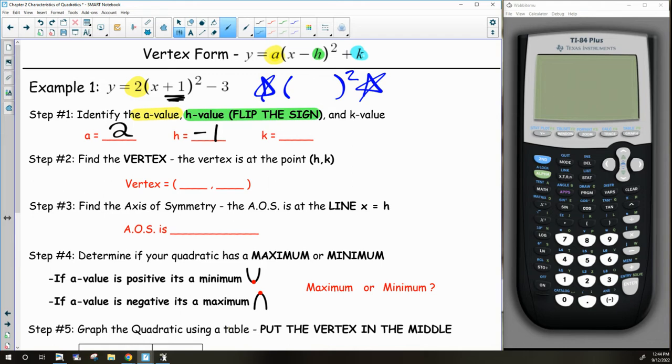Do not do the same thing for K. K, we do not do that. H is the only weird one. A and K, you just write like it is. So this is our K, and that is just negative 3. Just like how it looks. So H is the only weird one. If you would like, I like to put a box around here just so I know, hey, that's the weird one. A and K are the same. H, flip the sign, don't forget.